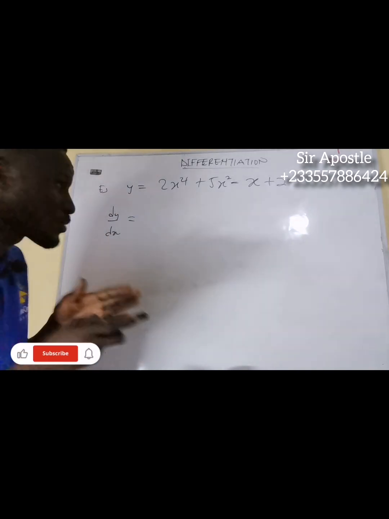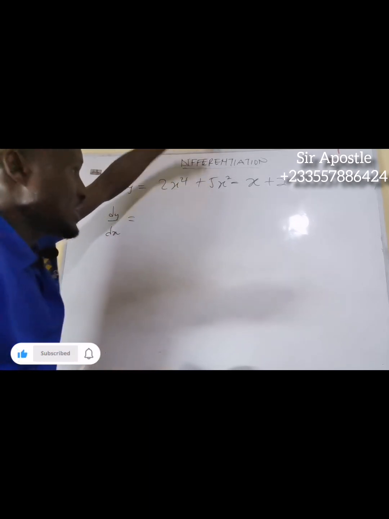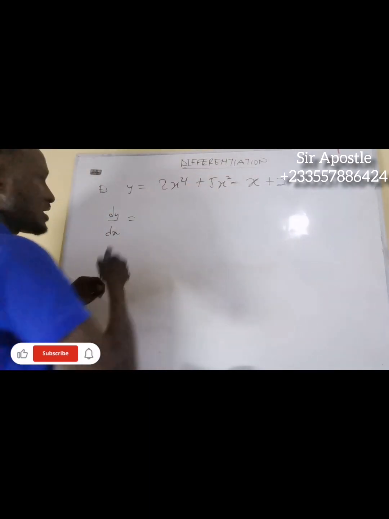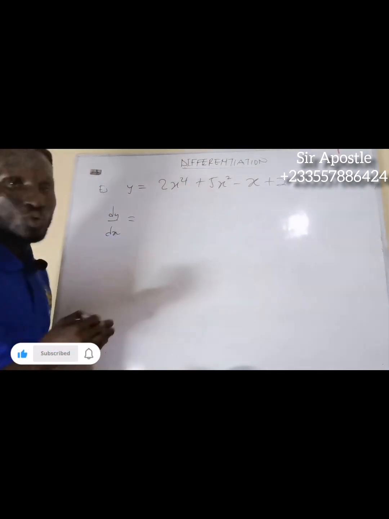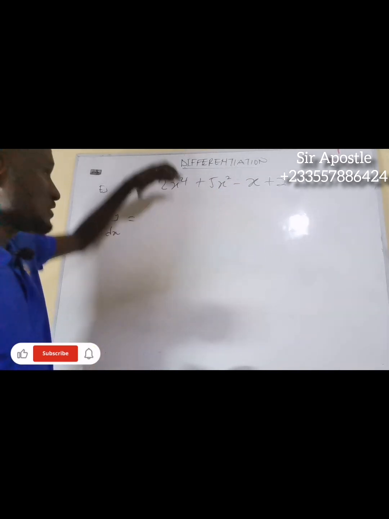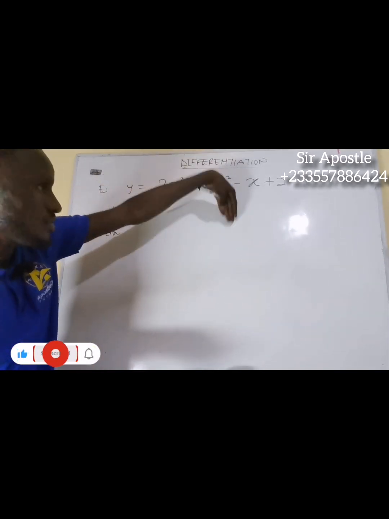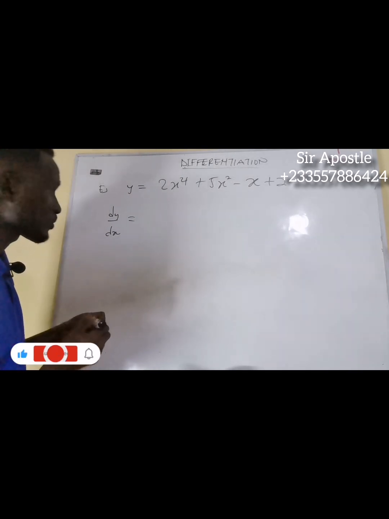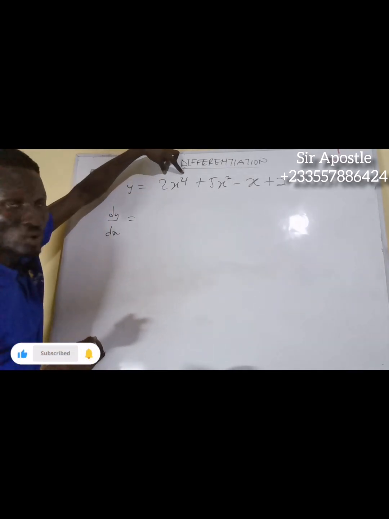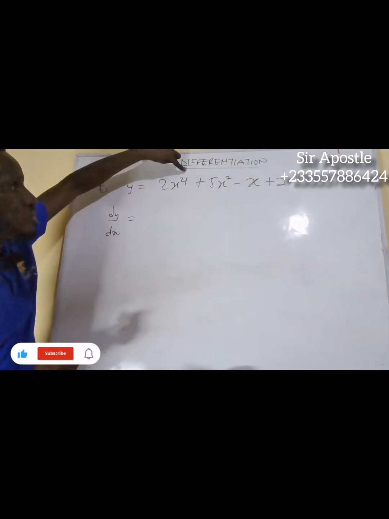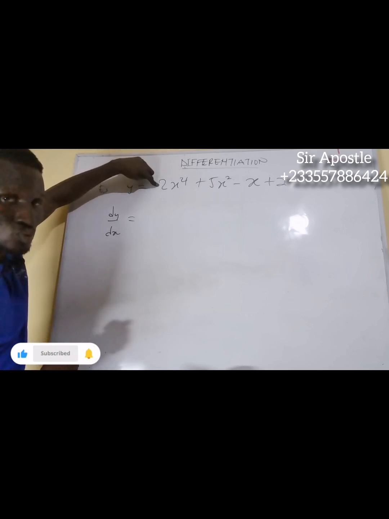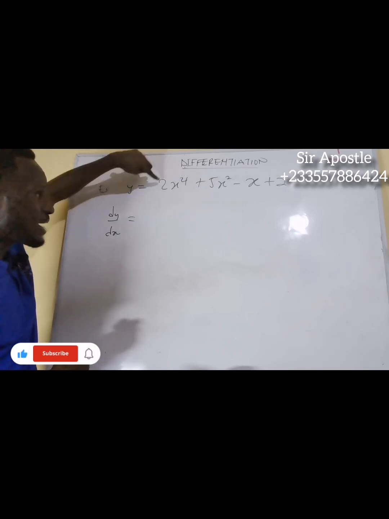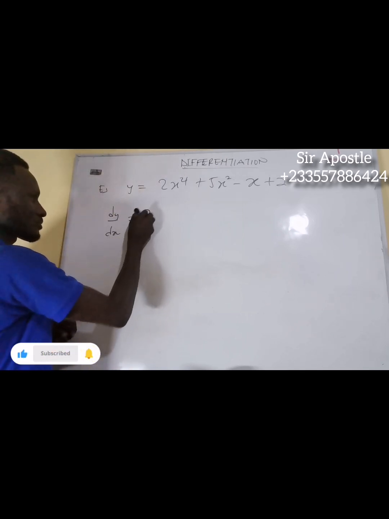This means that we have to differentiate them one by one. Here is minus. We need to differentiate them one by one: differentiate this one, this one, this one, this one. So let's go through the process. Very simple. How do we differentiate this one from our previous video? Multiply the exponent by the coefficient, so 4 times 2 will give us 8.